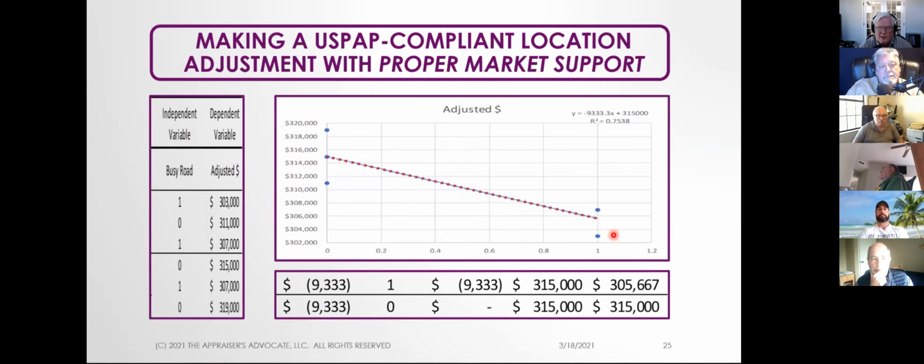$9,333, and this is the strength of the correlation between a busy road and an average road, again, based on this data. There's a 75% R-square value. That's called the coefficient of correlation. And Tim, you might want to explain what that is. But what that means is this $9,300 basically explains 75% of the differences between these sales. In other words, there is stuff in here that has affected the individual sales prices other than busy road versus not busy road.